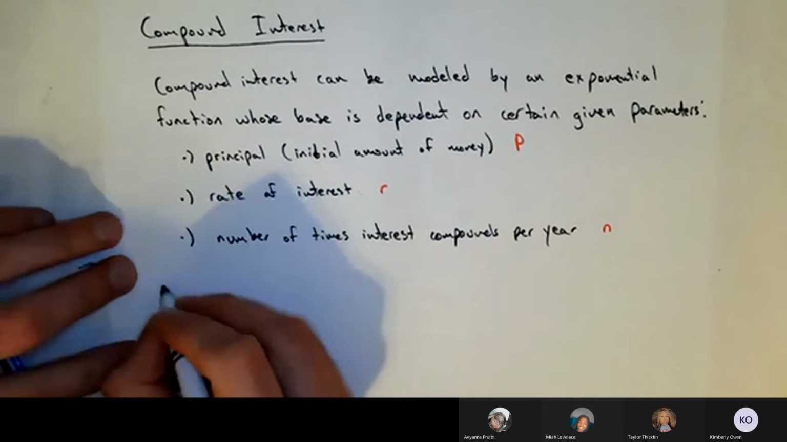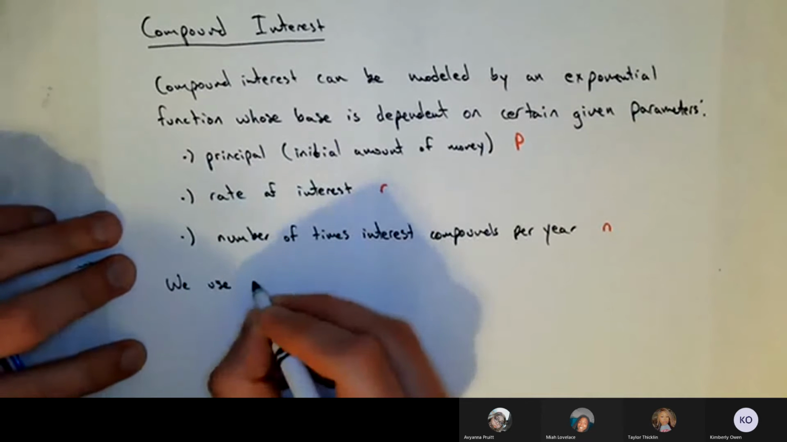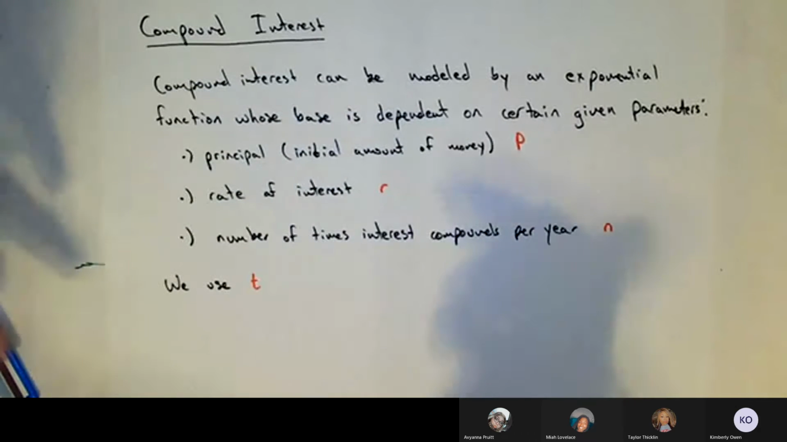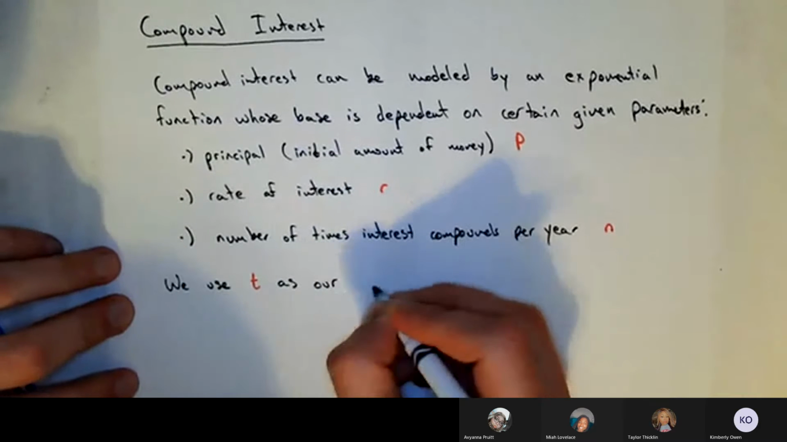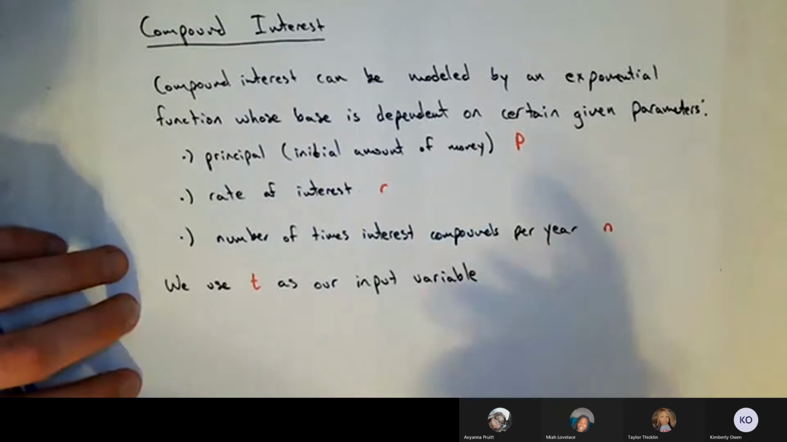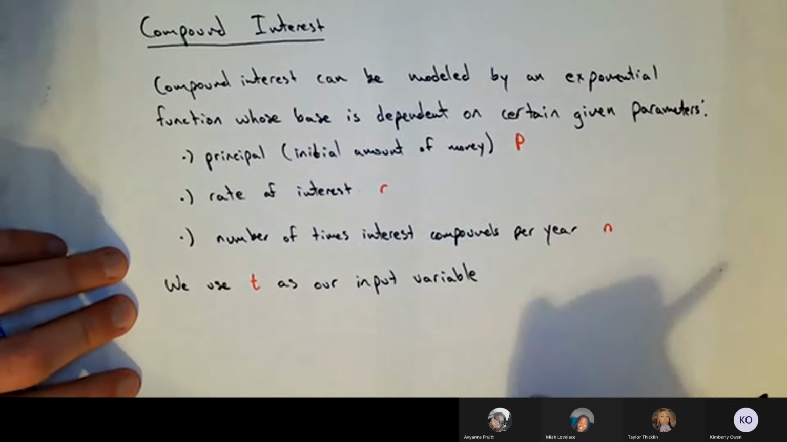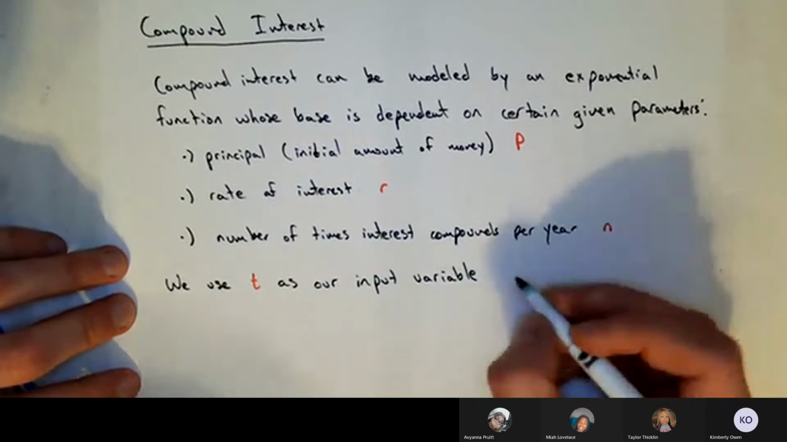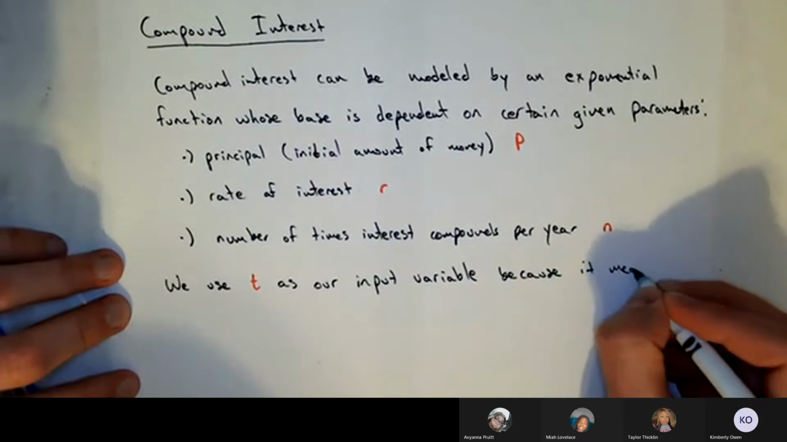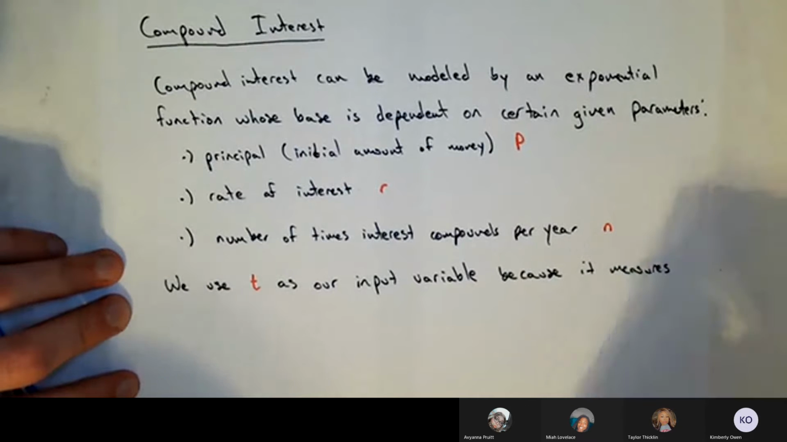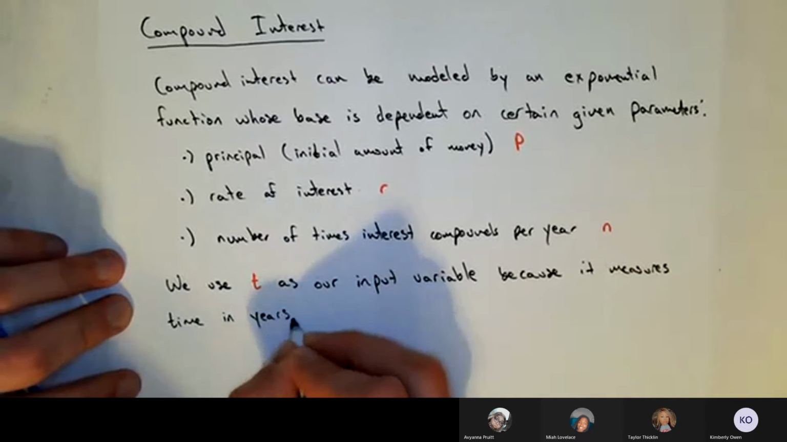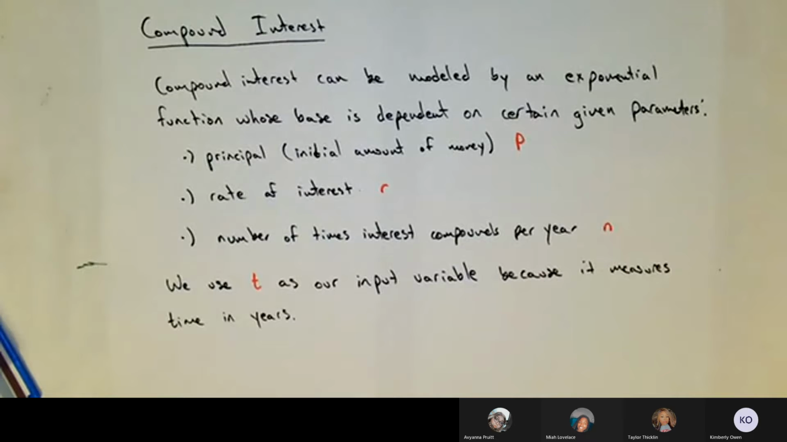Also, I want to say we use t, the letter t, as our input variable instead of x. We've been using x because x is the go-to for generic functions, but here we're going to switch to t as our input variable because the input now measures time, specifically in years. So t for time.